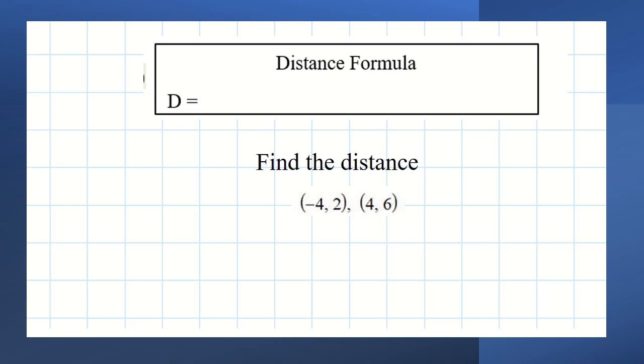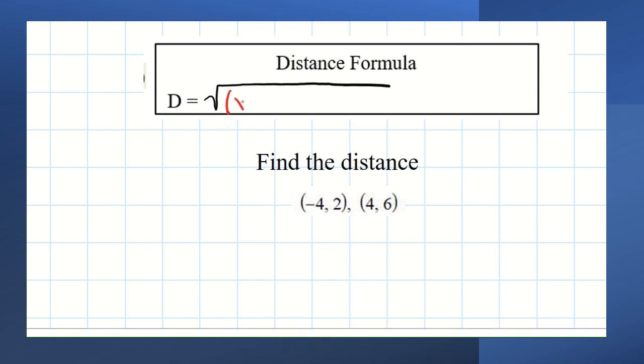Let's go ahead and talk about the distance formula and how we can find the distance between 2 points when you're given their coordinates. So let's start off with writing down what the distance formula is. The distance formula can be derived using the Pythagorean theorem. So it's going to be all under the square root.